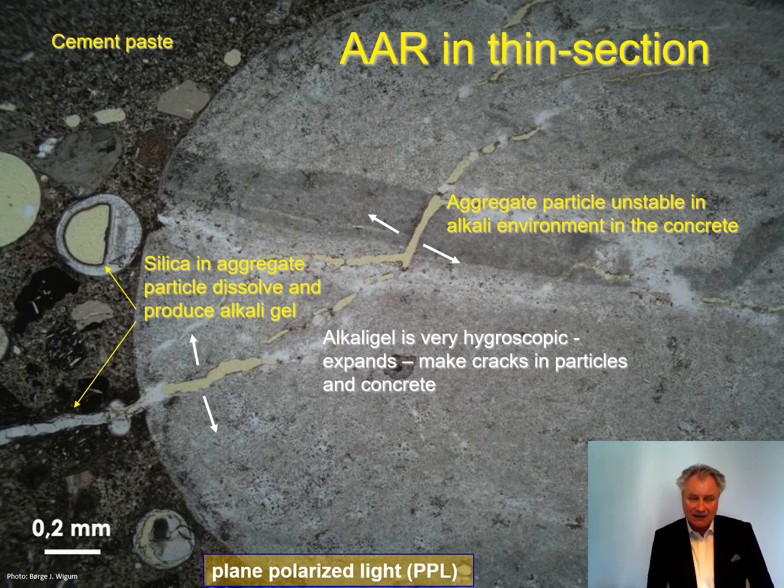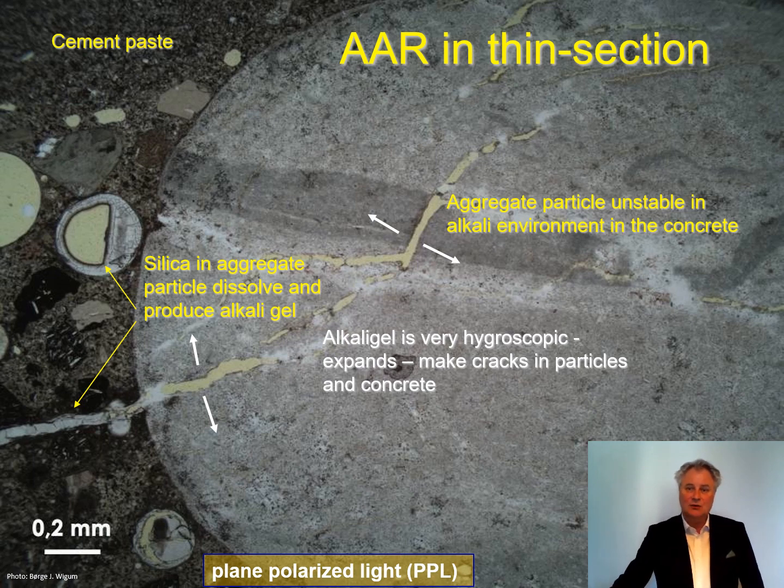And as you can see in the section to the left, between the particle and the cement paste, the gel is filling out some cracks in the cement paste. You can also see to the left one air void in the concrete that is partly filled with silica gel. This is how it looks in a microscope. This is in plain polarized light.